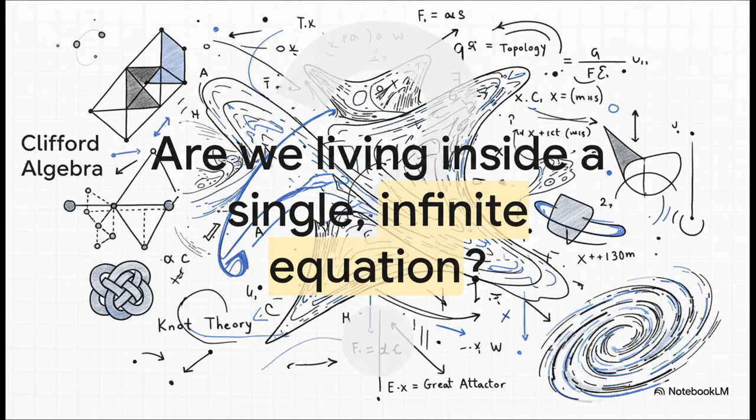So, I'll leave you with this provocative thought. If Clifford algebra, topology, and knot theory govern absolutely everything, from the mass of a tiny electron to the great attractor at the edge of the universe, are we simply living inside a single, infinite equation? Synthesizing all three versions of this theory reveals an awe-inspiring framework that really challenges our view of reality. I hope this explainer leaves you hungry to explore more of these incredible concepts.